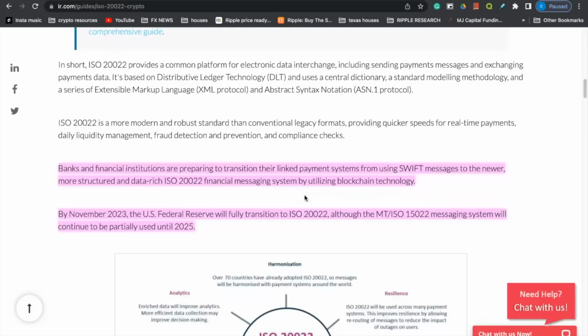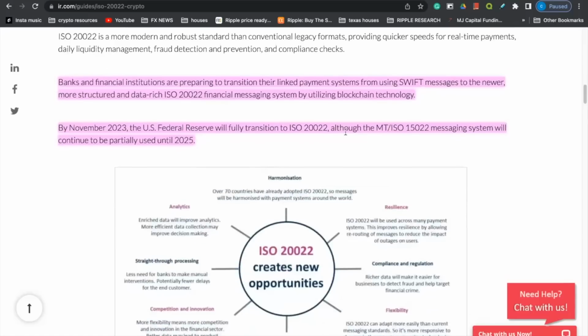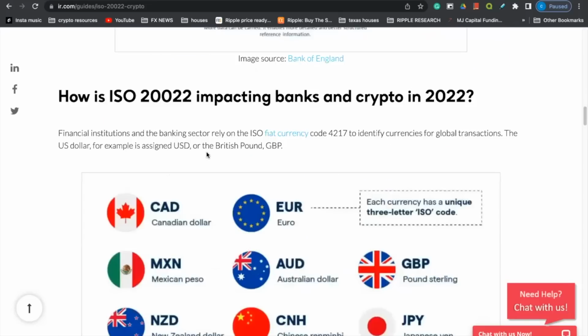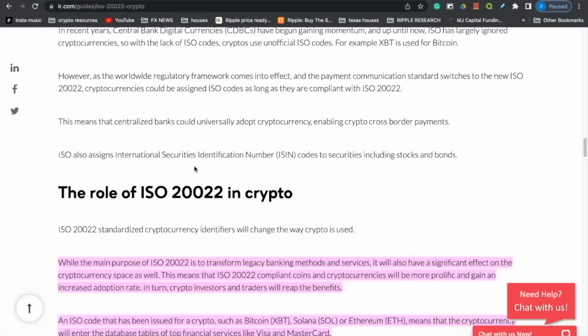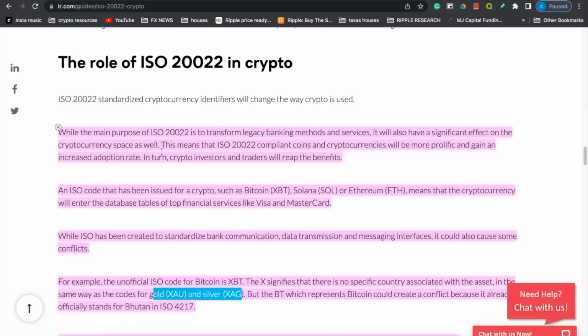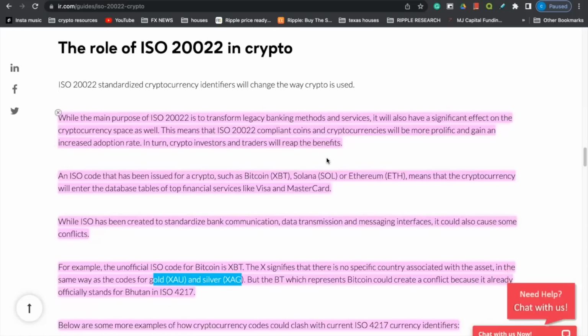By November 2023, the U.S. Federal Reserve will fully transition to ISO 20022, although the MT ISO 15022 messaging system will continue to be partially used by 2025. We scroll down here, and the rest of this article reads, while the main purpose of ISO 20022 is to transform the legacy banking methods and services, it will also have a significant effect on the cryptocurrency space as well. This means that ISO 20022 compliant coins and cryptocurrencies will be more prolific and gain an increased adoption rate. In turn, crypto investors and traders will reap the benefits.